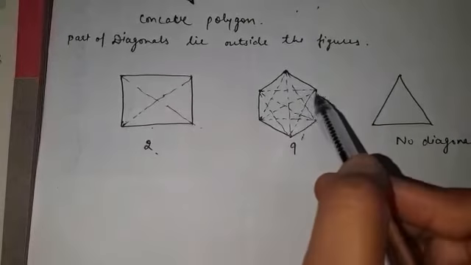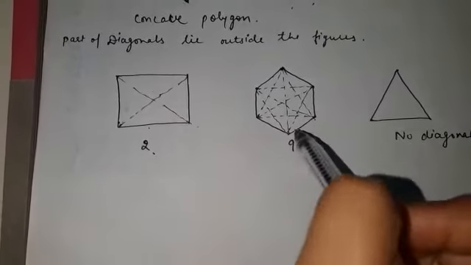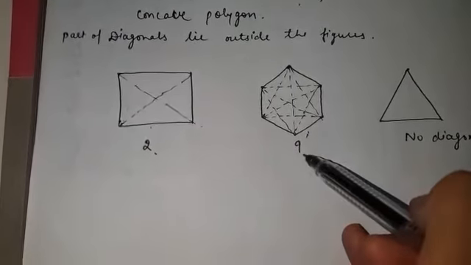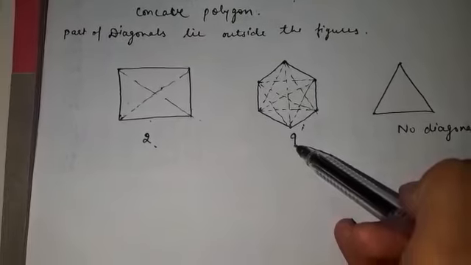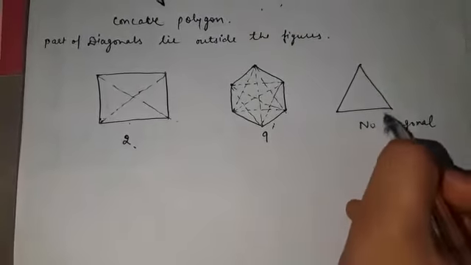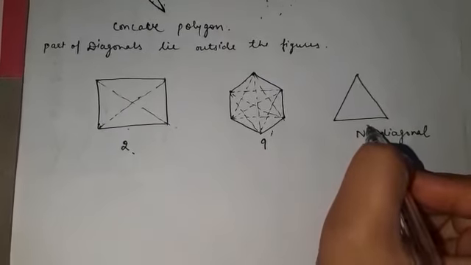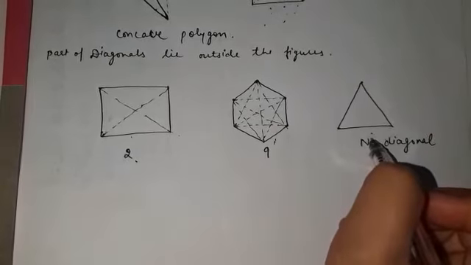Okay, I have drawn all the diagonals here. I told you the method of drawing diagonals. So there can be 9 diagonals in a regular hexagon. Now triangle, we cannot draw any diagonal in the triangle. Triangle is the only polygon where there is no diagonal.